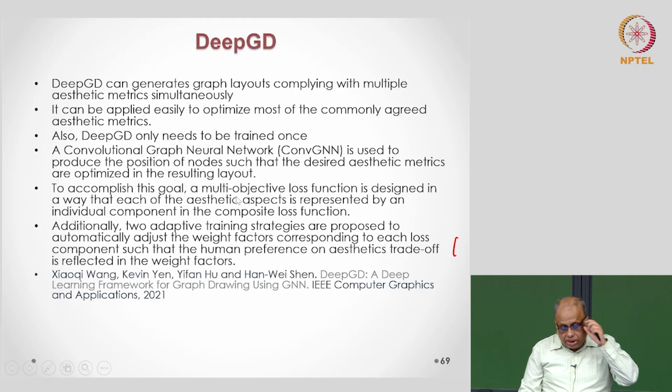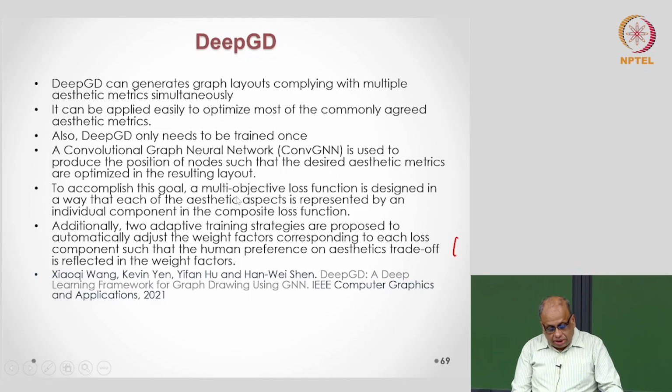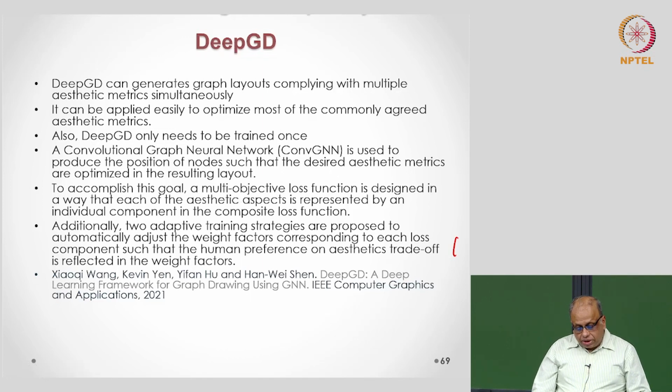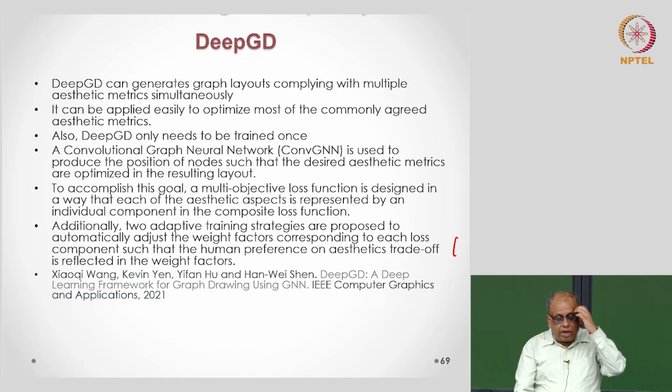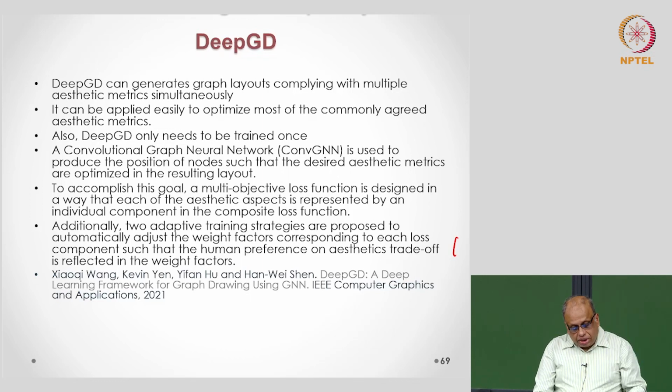So this is DeepGD. What they do is they use a graph neural network to position the nodes so that the desired aesthetic metrics are optimized in the resultant layout. So you will have the 2D layout, and in that 2D layout, the desired aesthetic metrics will be utilized. Based on that, you can create this kind of graph neural structure, and then do the visualization. And once you study GNN, I think this will become clearer.